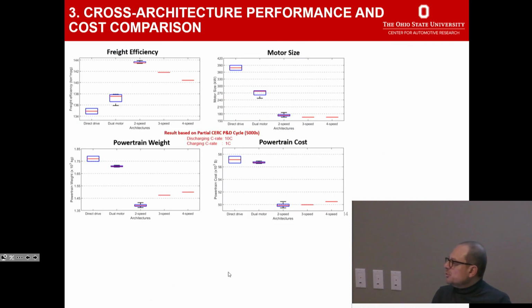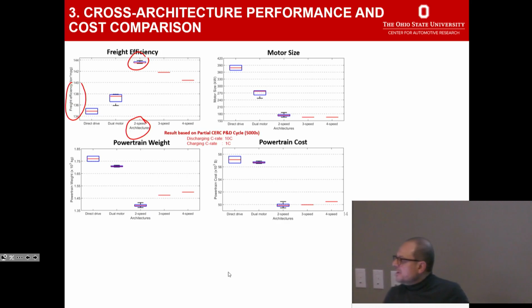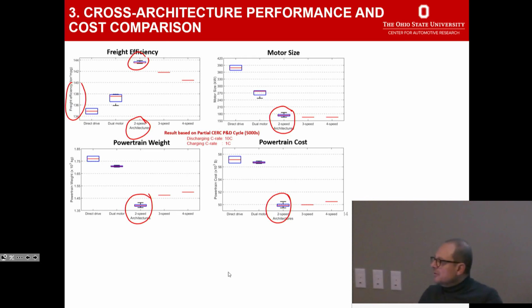In the end, when we were finished with this, we found that from a freight efficiency perspective, 2-speed architectures are best. From a motor size perspective, 2-speed architectures are maybe not the smallest motors, but close to it. From a powertrain weight perspective, 2-speed architecture, I said the wrong thing. They were not heavier, they were lighter. So it's actually good for that too. And from a cost, overall cost, it's also very close to the minimum.